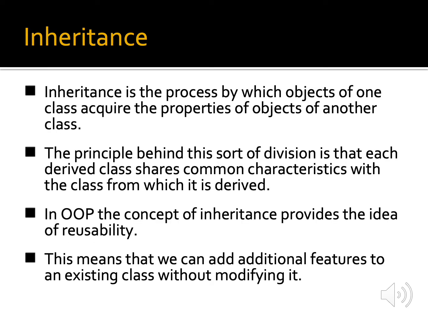The next concept is inheritance. Inheritance is used for the distribution of behavior among the classes. It's a process by which the objects of one class acquire the properties of objects of another class. The principle behind this sort of division is that each derived class shares common characteristics, common behavior, and common functions with the class from which it is derived. So in OOP, the concept of inheritance provides the idea of reusability. You can reuse the existing methods and the existing variables.